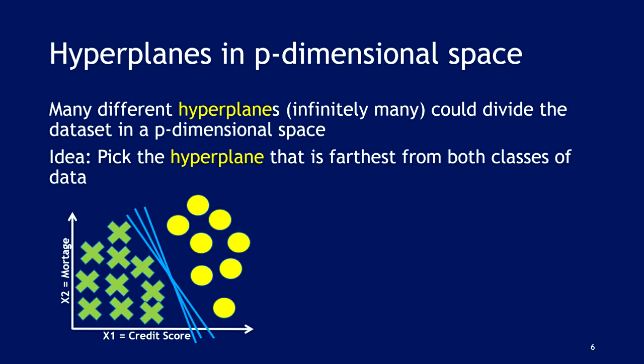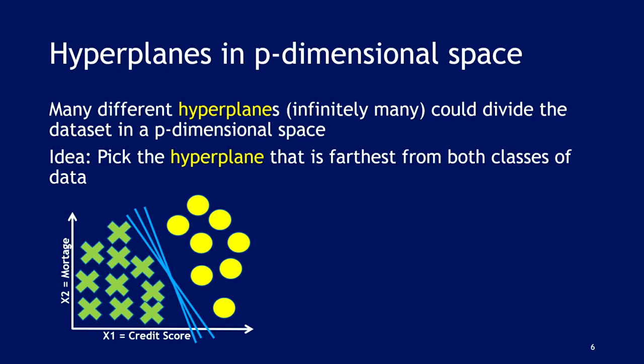The line is actually a very specific case of the general idea of a hyperplane. We can talk about hyperplanes in any kind of dimension, because you may not just have two x's. You can have up to p x features. If you have p x features, you are working in a p-dimensional space. It's no longer a line, right? The line is just a hyperplane in a two-dimensional space. You can have many different hyperplanes in a p-dimensional space.